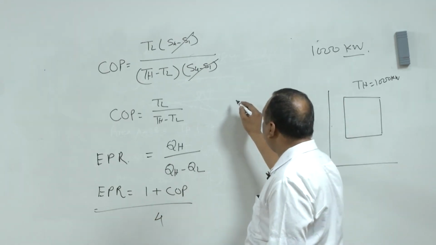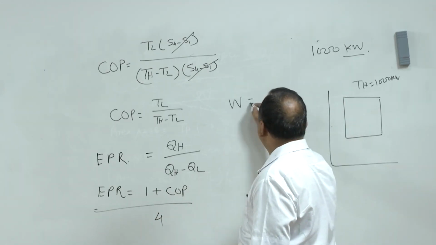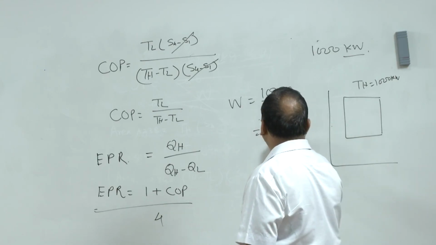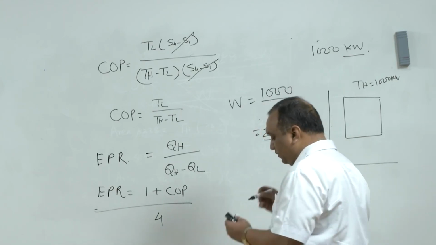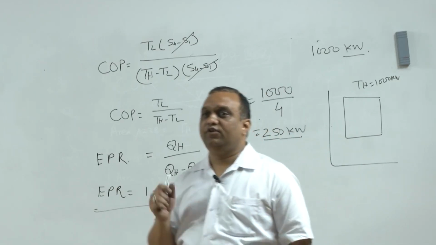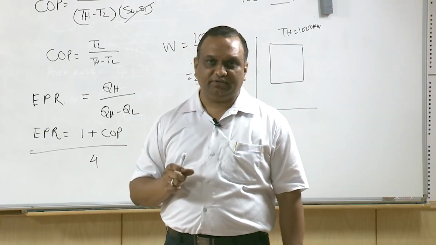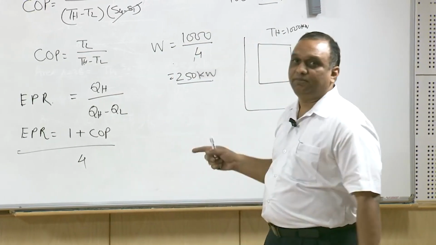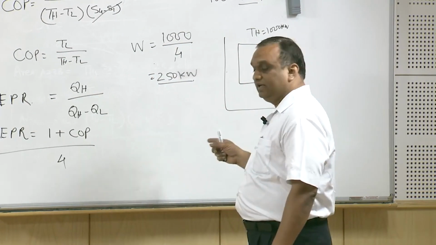So the total energy required, that is work, will be 1000 kilowatt divided by 4 equal to 250 kilowatt. So in this case we will be saving 75% of the energy. So it is always advisable to use a heat pump in place of electrical resistance heating of the room.